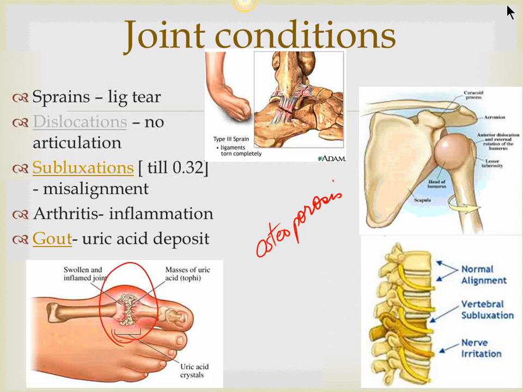As you saw in that video, the head of the humerus was no longer in contact with the glenoid cavity at all. So that was a dislocation. So let's look at a subluxation.